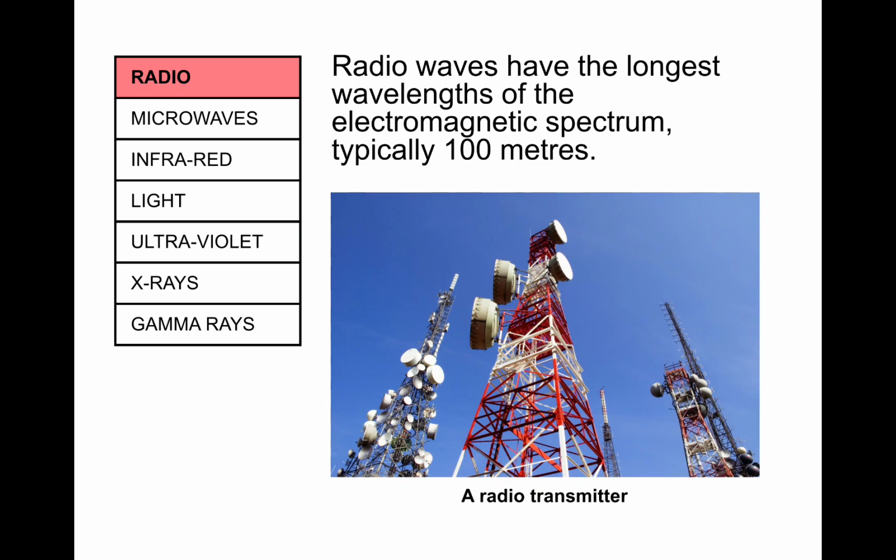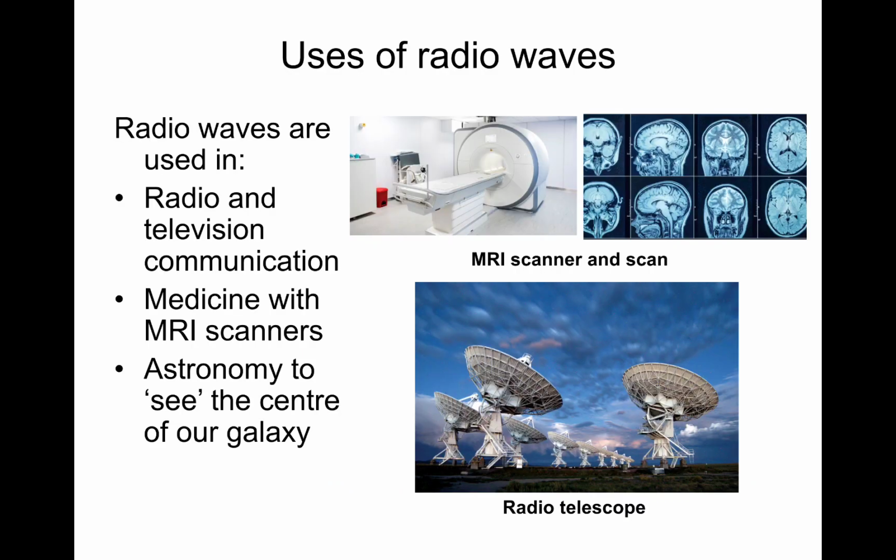And let's look at some uses. So some uses of radio waves. So we've got radio and television communication. We've got medicine, so we've got MRI scanners. And we also use them for astronomy and to see the centre of our galaxy. So there's some radio telescopes. There's an MRI scanner and a brain scan, and radio telescopes beneath that. So if you want to make some notes on those.